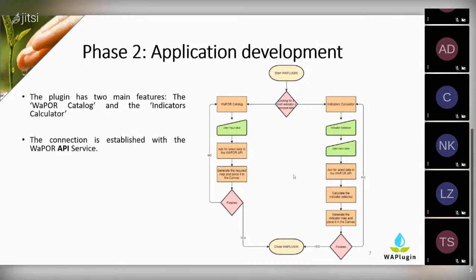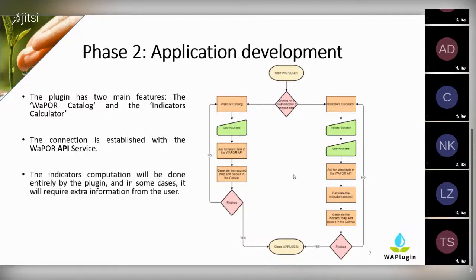So the plugin will be working like a bridge between Wapper and QGIS, as I mentioned before, through the API service of Wapper. The indicator computations will be done entirely by the plugin, and in some cases, it will require extra information from the user, as I mentioned before. And the results will be shown as a map that will be added as a raster layer in the QGIS canvas.